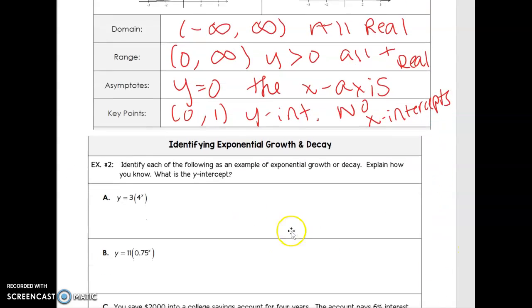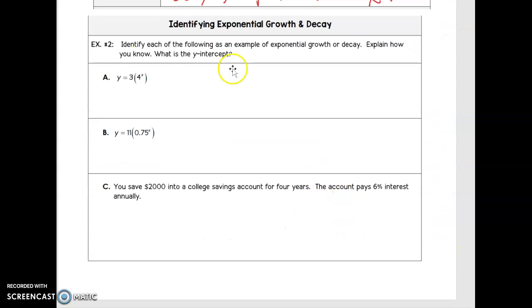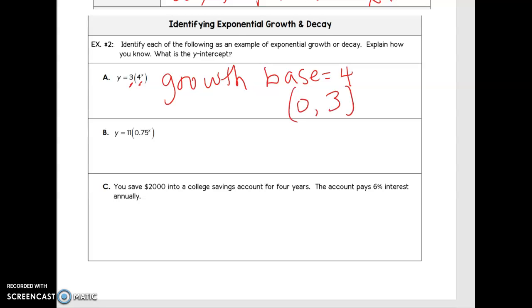So let's look at some quick examples. We have to identify, is it growth or decay? Explain how we know. So looking here, we have 3 times 4 to the power of x. So this is the number we're looking at, and this is growth because it's larger than 1. Your base is 4. We know b is greater than 1, as I said, and your y-intercept right here is 0, 3.